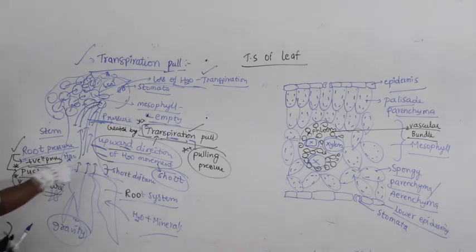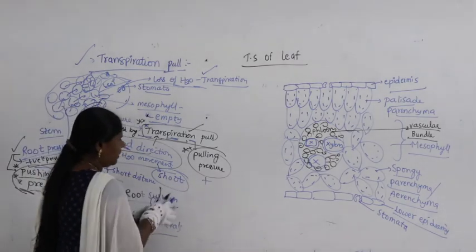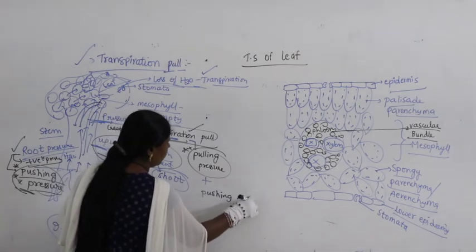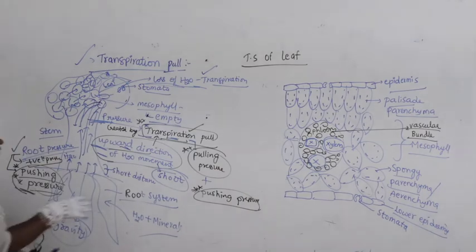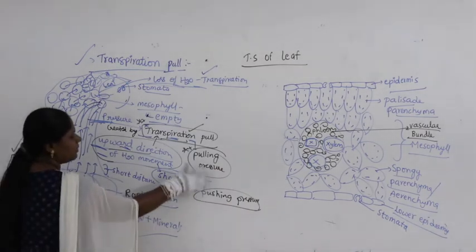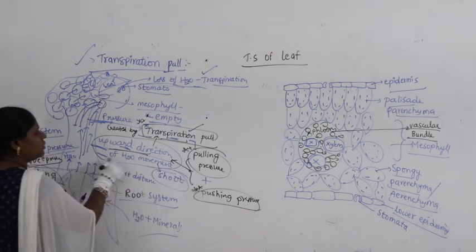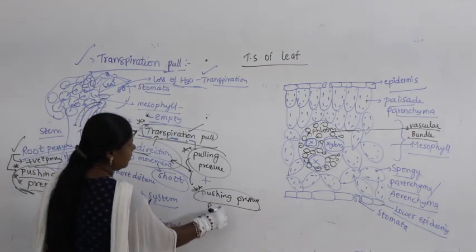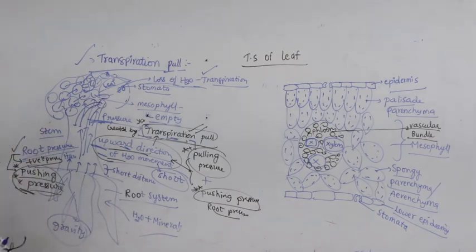So, how is upward movement happening? By pushing pressure and pulling pressure. Let me write it: pushing pressure as well as what we call pulling pressure. So, it is because of the combination of both pushing pressure and pulling pressure. Together they are responsible for causing upward directional movement of water. What is a pushing pressure? Nothing but root pressure. What is the pulling pressure? Nothing but transpiration pull. I hope you got it now.